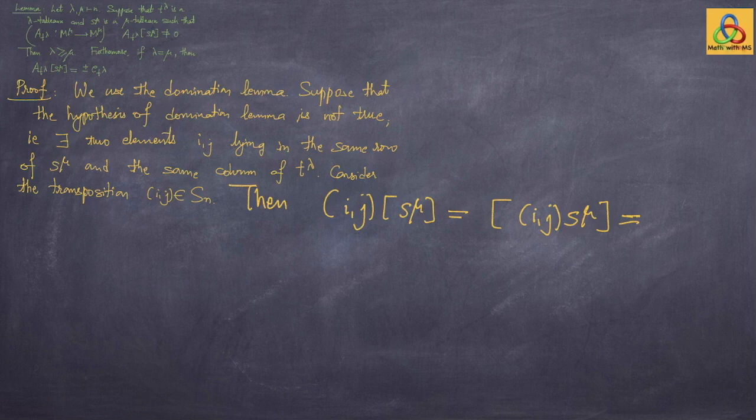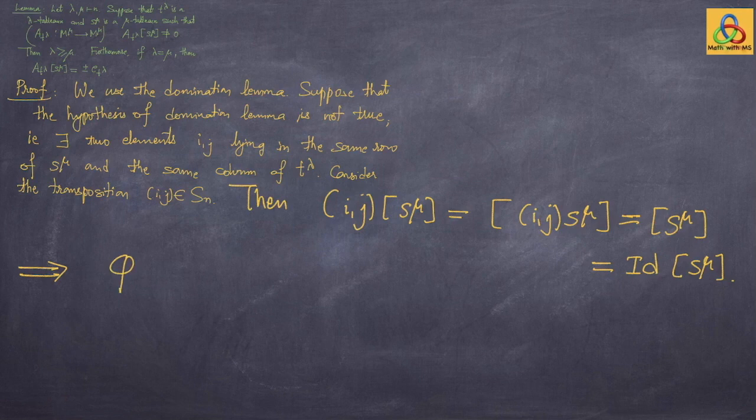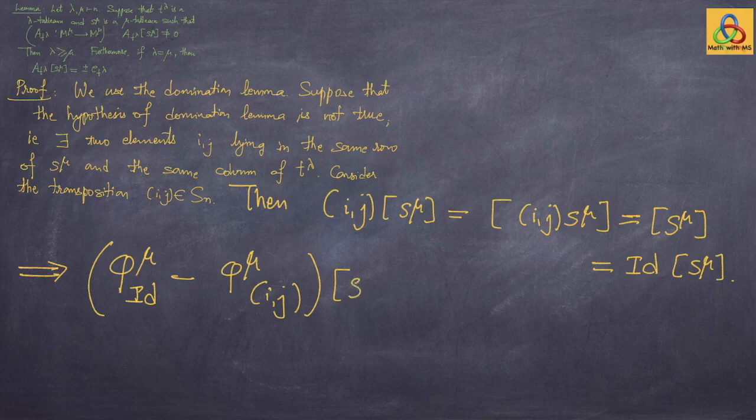Therefore, this is simply the mu tabloid S mu, which I can think of as the identity permutation acting on the mu tabloid S mu. In terms of the representation, consider this representation phi mu from the symmetric group to GL of M mu. The identity minus phi mu acting on the permutation Ij, when applied to the mu tabloid S mu, is therefore 0. It's just from this expression.